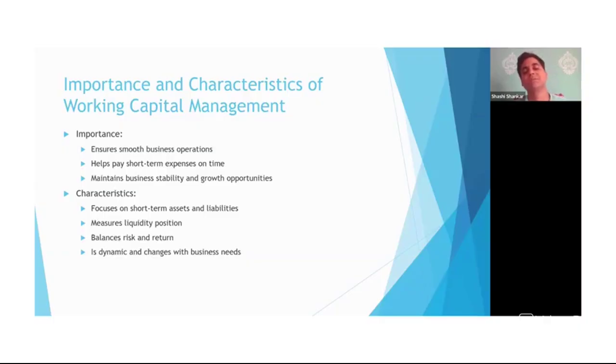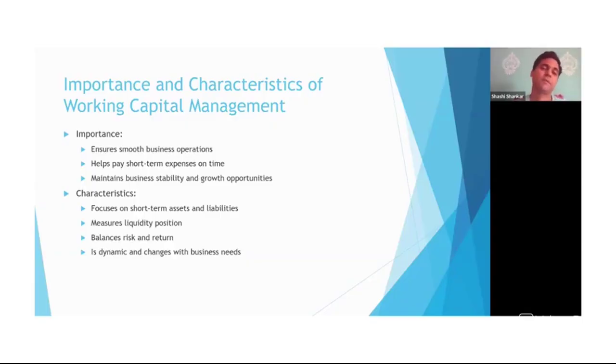It is dynamic and changes with business needs, definitely, because it is not a static one. It depends upon the changes in current assets and current liabilities, and also the requirements of the business. So if there is a huge demand, or demand has increased, definitely the current assets and current liabilities will also increase or decrease.